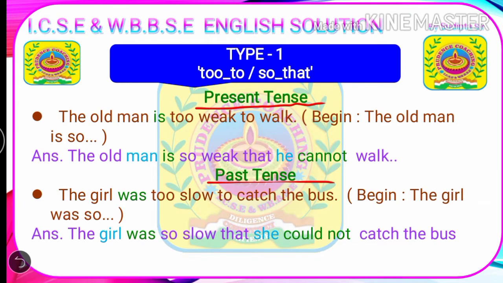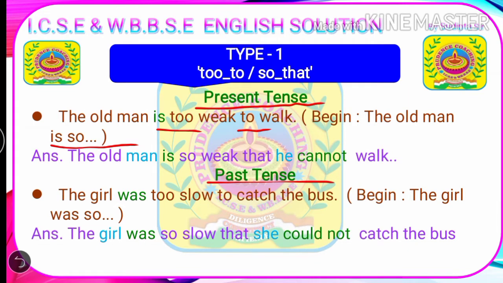So let's start. Here the first question is, the old man is too weak to walk. The question is, begin the old man is so. You can see that too and to have to be replaced by so that. Now the answer is, the old man is so weak that he cannot walk.